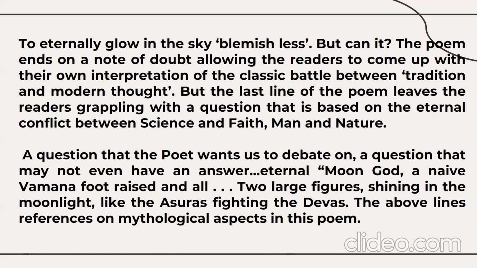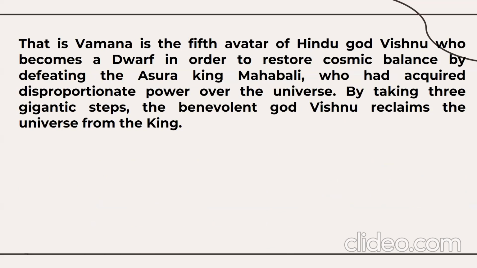Eternal, moon god, knave, Vamana foot raised all and all. Two large figures shining in the moonlight like the Asuras fighting the Devas. The above lines reference the mythological aspects of this poem. Vamana is the fifth avatar of the Hindu god Vishnu, who becomes a dwarf in order to restore the cosmic balance by defeating the Asura king Mahabali, who had acquired disproportionate power over the universe. So, by taking these three gigantic steps, the benevolent god Vishnu reclaims the universe from the king.